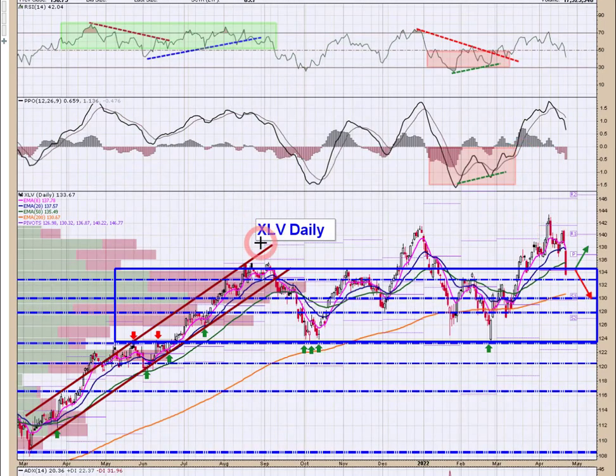The reason I show this healthcare is that its price came back into the range, lost the 50-day. Now, just from a technical standpoint, we're below the 50. We're back in the range. My default target is back towards 124 at the bottom of the range.